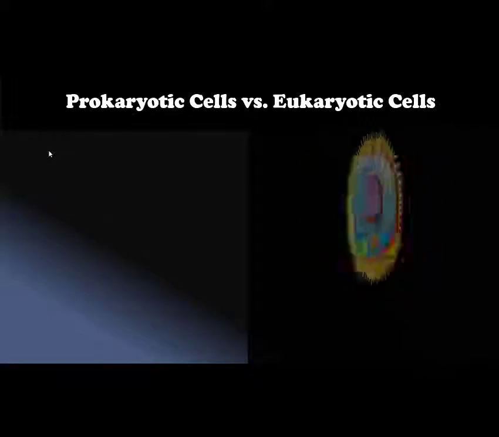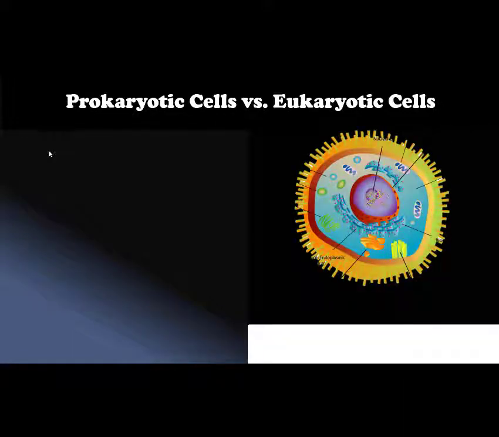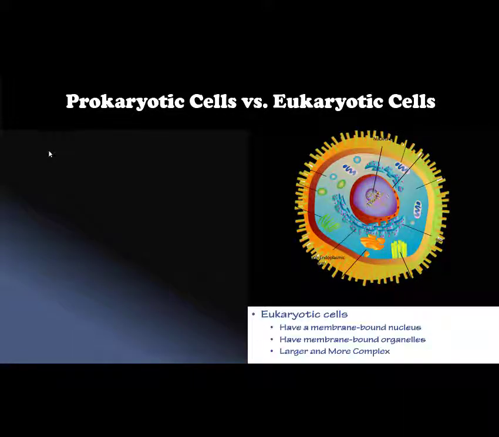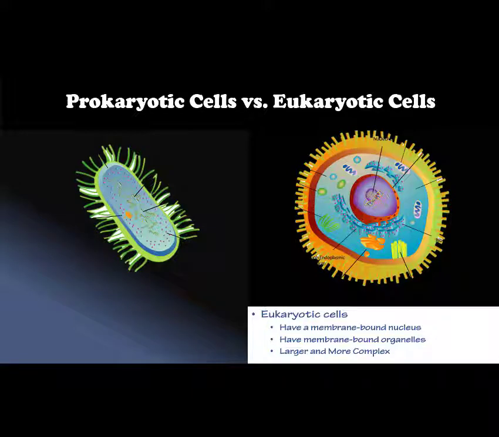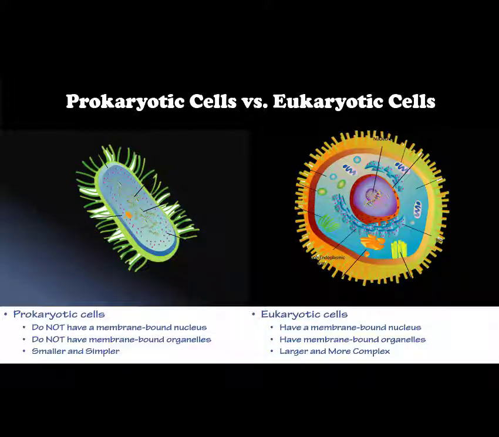Eukaryotic cells have a membrane-bound nucleus and membrane-bound organelles. Eukaryotic cells are larger and more complex than prokaryotic cells. Prokaryotic cells do not have a membrane-bound nucleus and do not have membrane-bound organelles. They are smaller and simpler than eukaryotic cells.